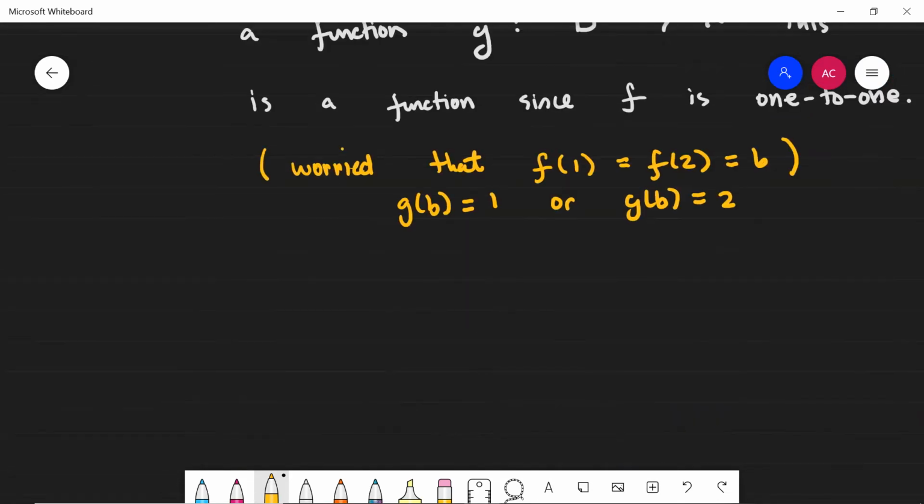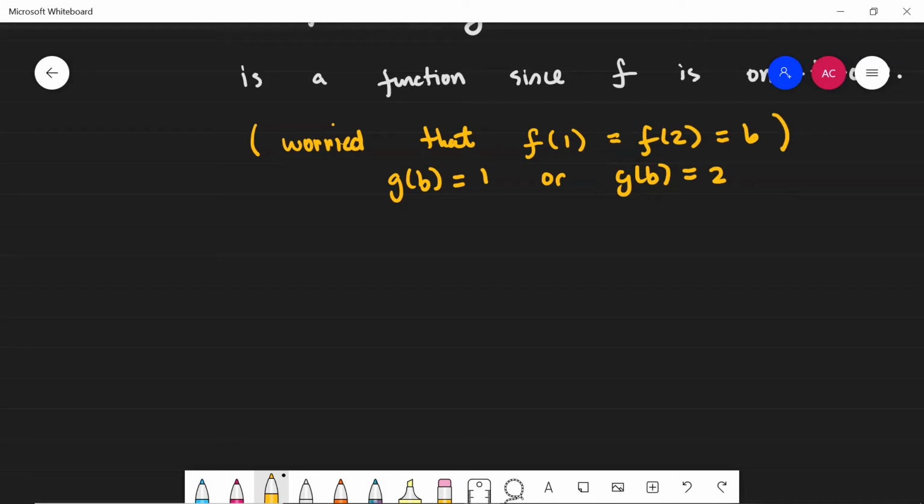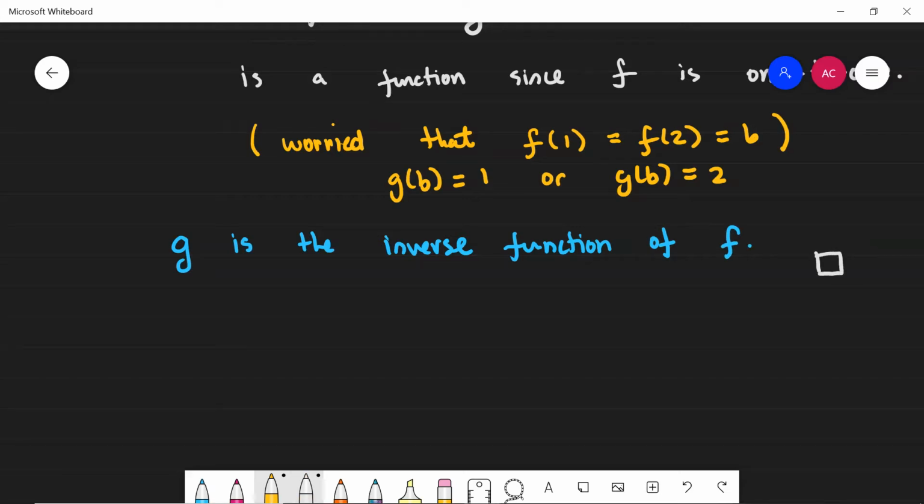All right. And it turns out that g is the inverse function of f. So that's the key takeaway: g is the inverse function of f. And that actually completes the proof. So we've just shown that a function is invertible if and only if that function is a bijection, if it's both 1 to 1 and onto.